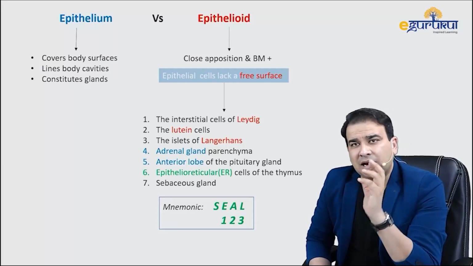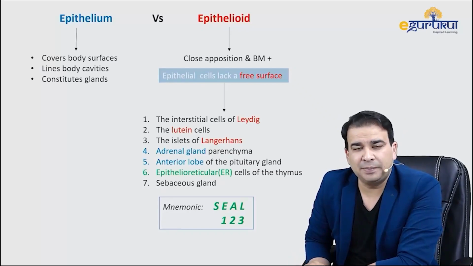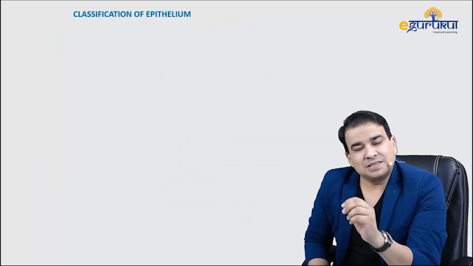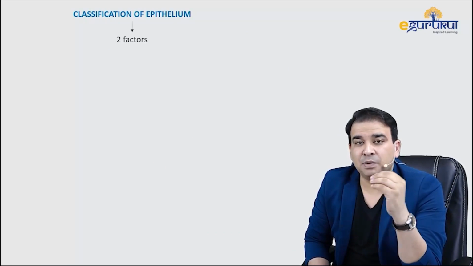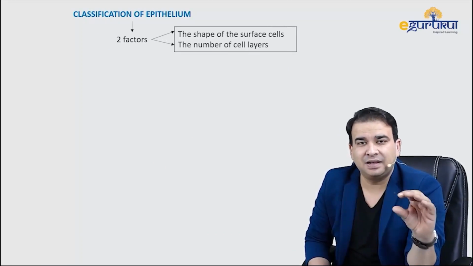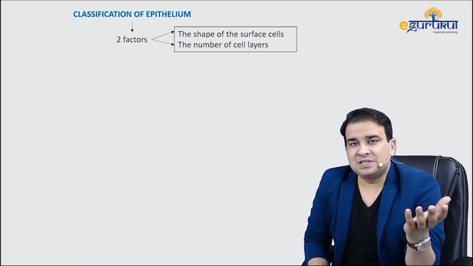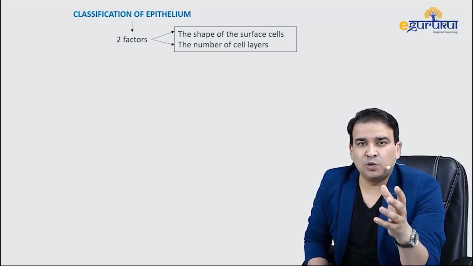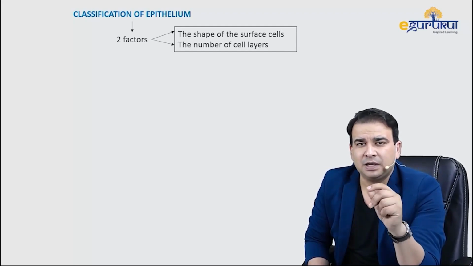Now coming to the classification of the epithelium, after understanding the difference between the epithelium and epithelioid. Epithelium is classified based on two main factors: the number of cell layers and the shape of the cell. Based on the shape of the cell, we have squamous, cuboidal and columnar cells, and based on the layers, we say stratified, pseudostratified, all that. So we have two types of epithelium based on these two factors.